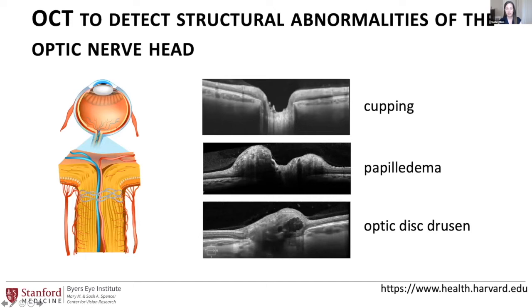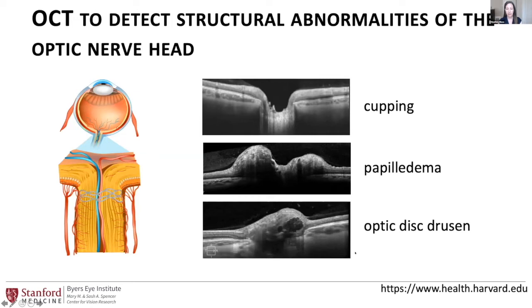With papilledema, which I talked about earlier, we can see things like these little tiny folds here. We can see the elevation of the optic nerve. We can see that there's some deformation of the back of the eye, almost being flattened and pushed into the eye. And then with optic disc drusen, we can see the drusen themselves. And we can also see the resulting elevation of the optic nerve.